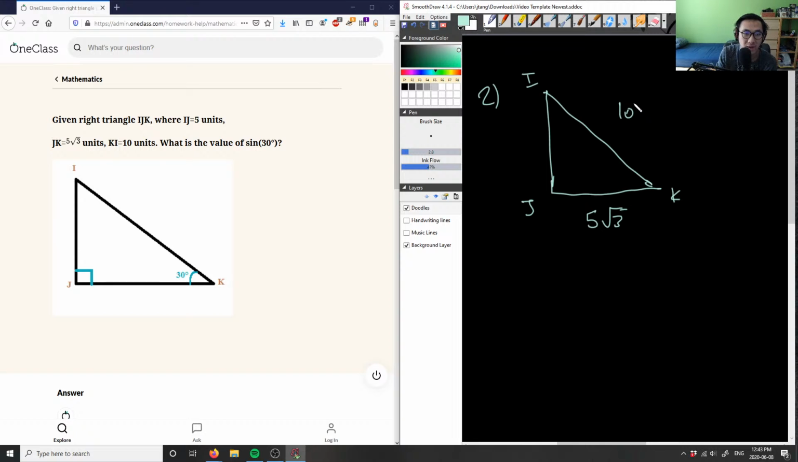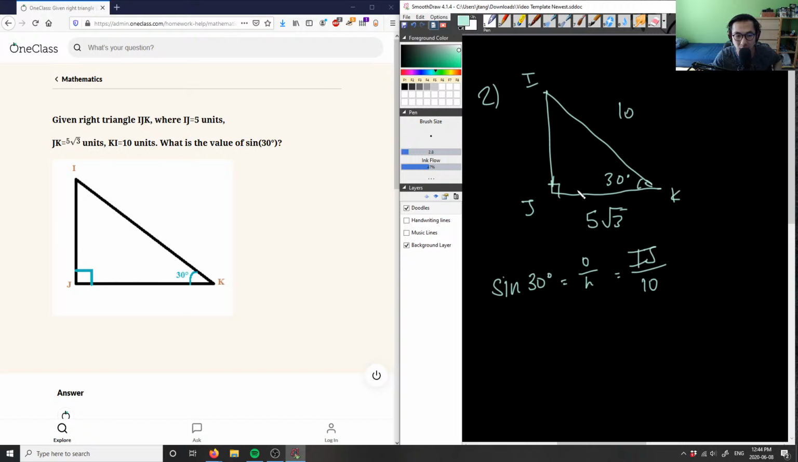They're asking us, what is the value of sine 30? This here is sine 30 degrees. So how do we solve this problem? What is sine 30 degrees? Sine is equal to opposite over adjacent, or you can say it's equal to IJ, which is the opposite side, divided by 10 here. What we don't know is the length of the side, so we have to solve for this length first. How do we do that?